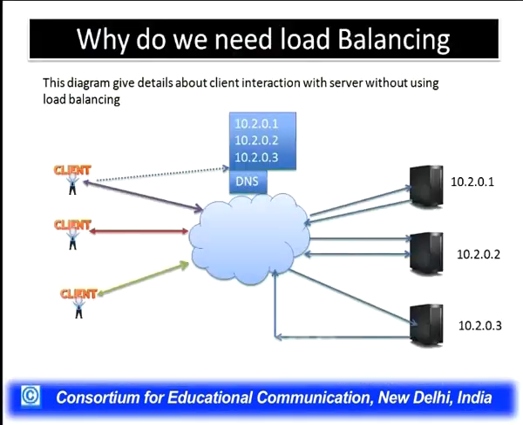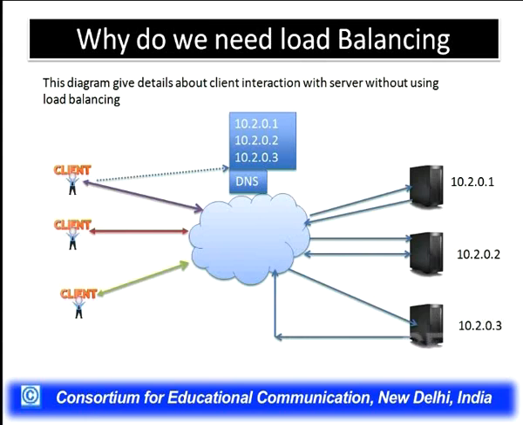And we have three servers: server 1, server 2, server 3, and all servers are identified with the help of IP addresses. The first server's IP address is 10.2.0.1, the second server's IP address is 10.2.0.2, and the third server's IP address is 10.2.0.3. So these three servers are here, and a client can interact with a particular IP address. Suppose client 1 wants to interact with the first server having the IP address 10.2.0.1. First the client requests the DNS, the Domain Name System, and there is a list of all the IP addresses associated with the servers listed there.